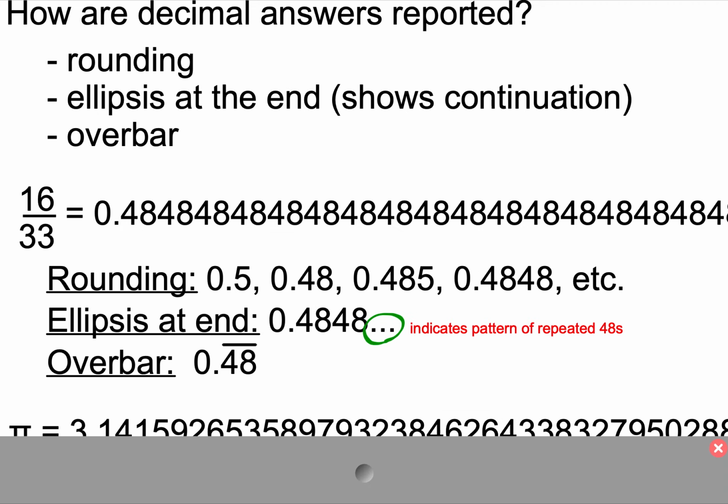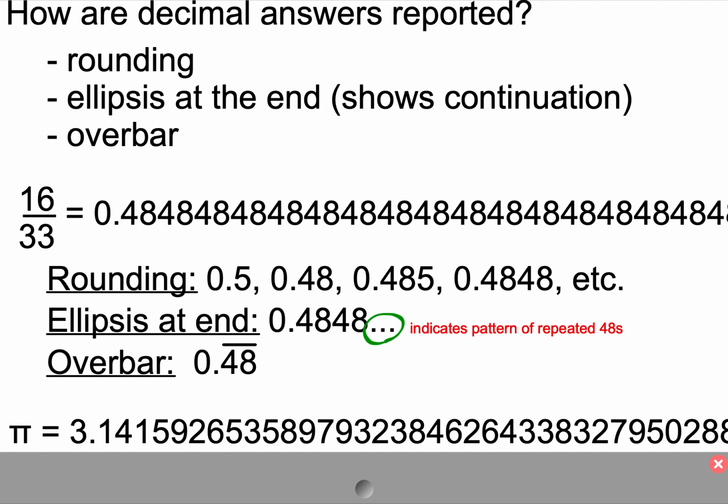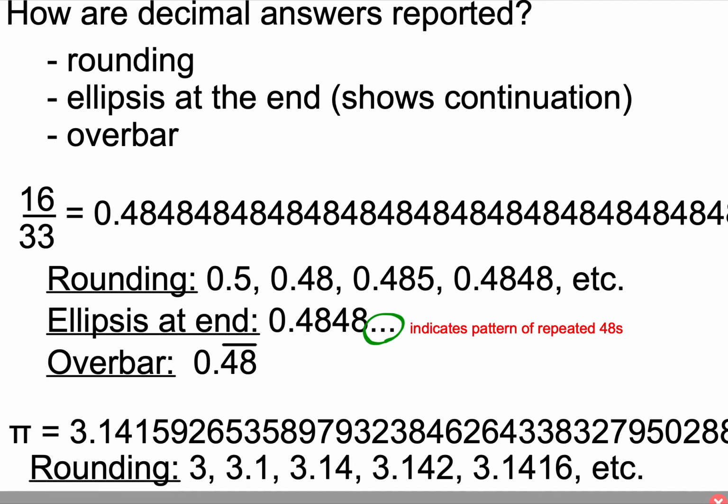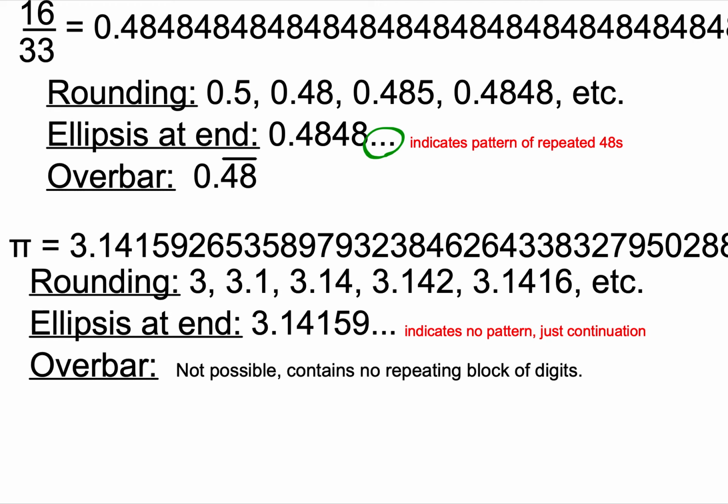Okay, another thing, let's take a look at pi. Pi can be represented with rounding. This is how we usually do it. Examples like 3, 3.1, 3.14, 3.142, 3.1416, etc. You can also use an ellipsis at the end, which just indicates continuation. There's no pattern to it there. For the overbar, we can't represent pi with an overbar notation because it doesn't contain a repeating block of digits.